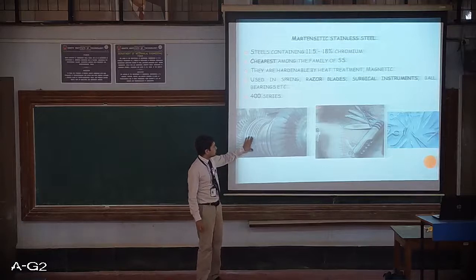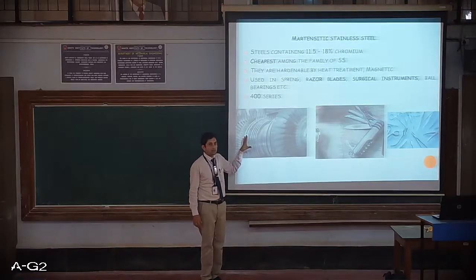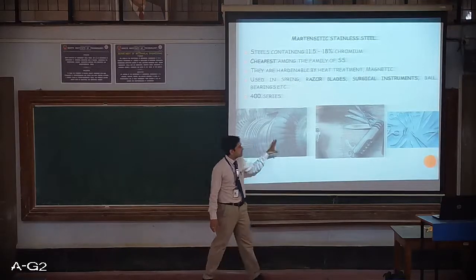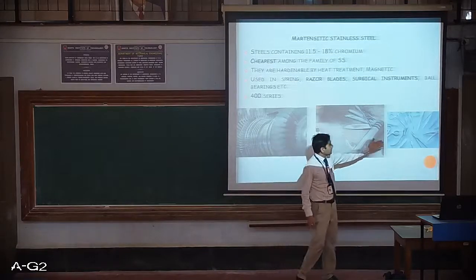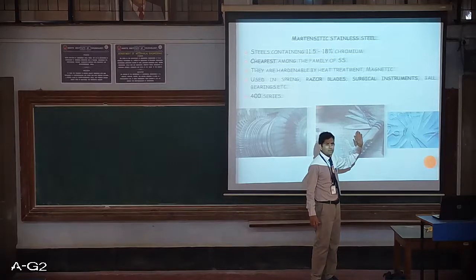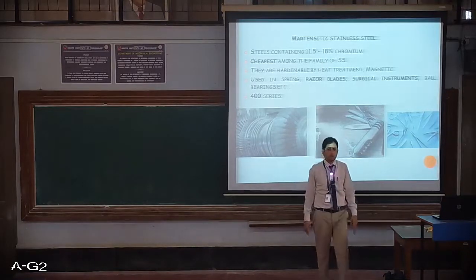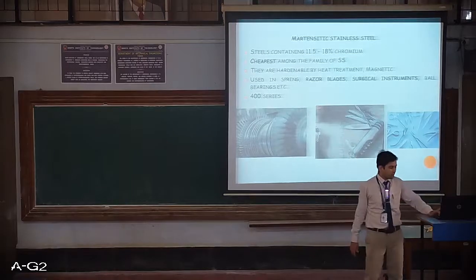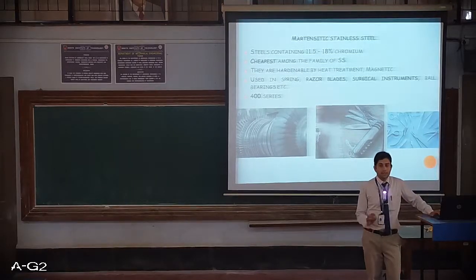I have shown you here a turbine blade. This turbine blade is made up of Martensitic stainless steel. Surgical, the razor blade, or this is a knife which is called a French knife, if I am not wrong. That knife is also made up of Martensitic stainless steel. Surgical instruments, all these things are made up of the type of stainless steel called Martensitic stainless steel.